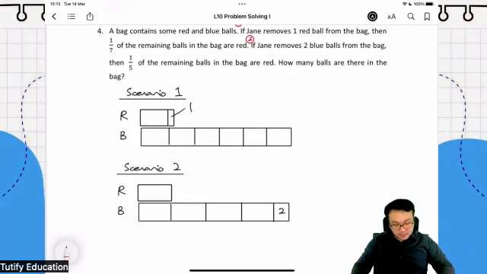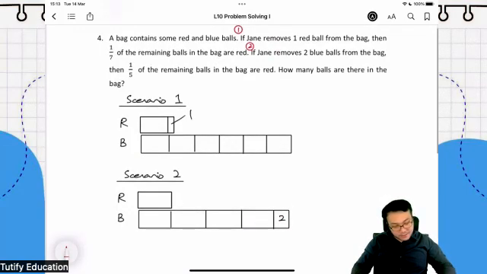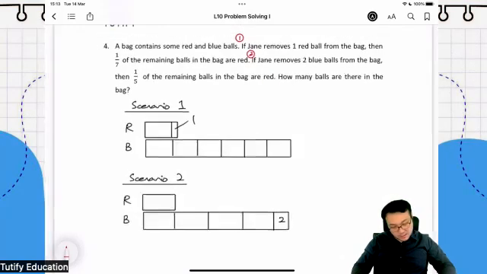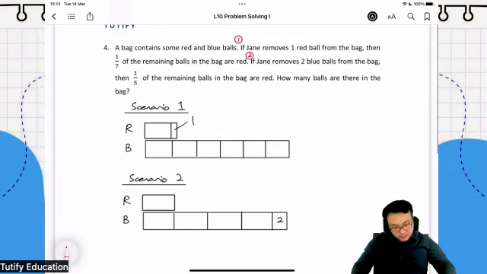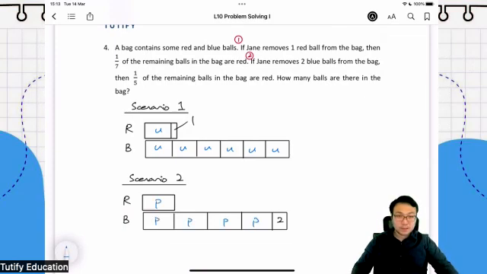All right. How many balls are there in the bag? Okay. So let's call these units. And let's call these parts. Now, can I ask Alicia? Alicia, how many units are there altogether here?